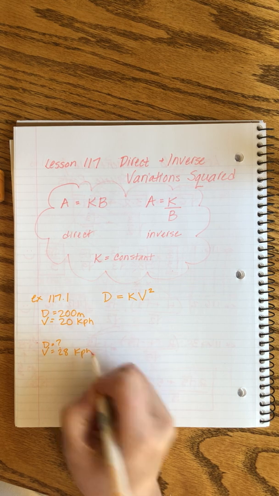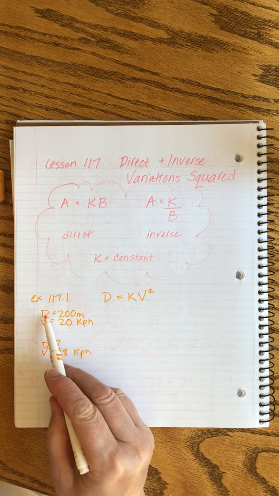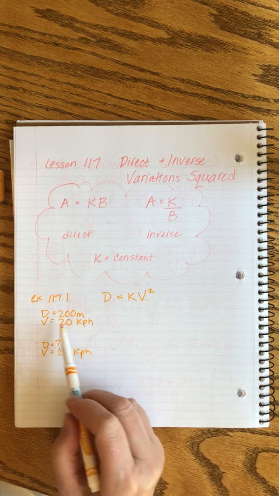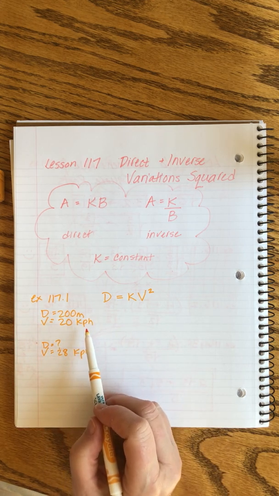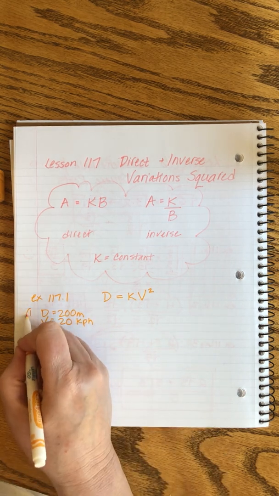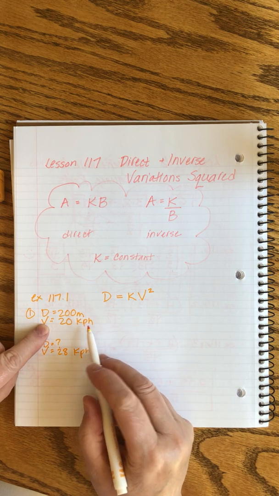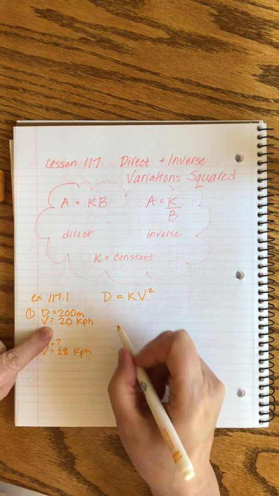kilometers per hour. Okay, so in this case, I can use the units to help me figure out whether it's distance or velocity. Velocity is like speed, so per hour, that makes sense. Distance is just the meters. Okay, so here's my 1 and 2. We'll use this information and this formula to solve for K.